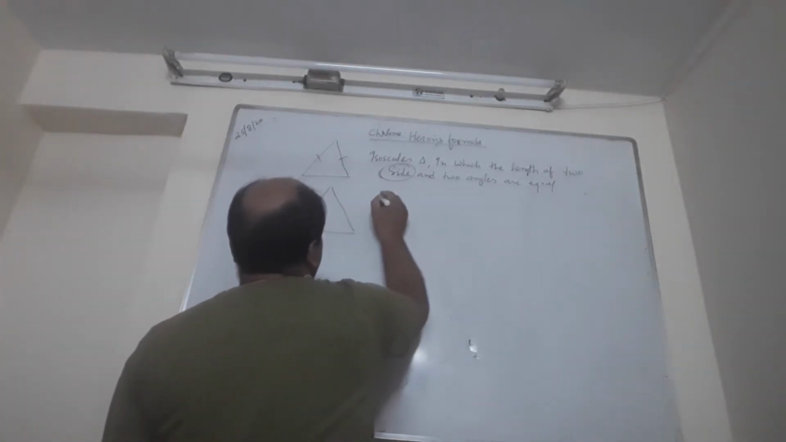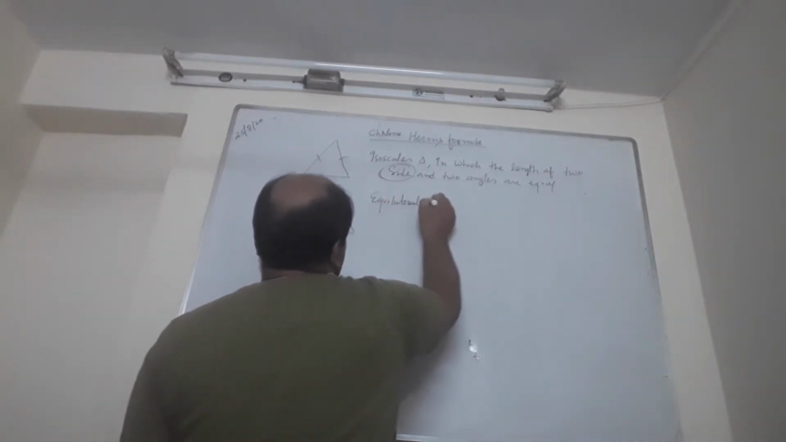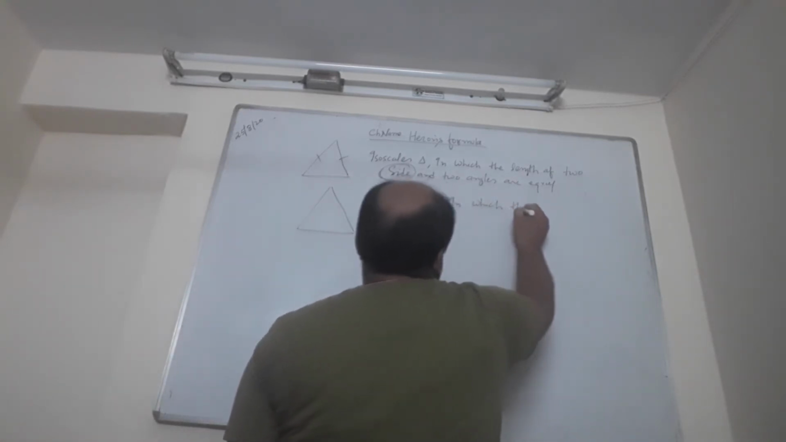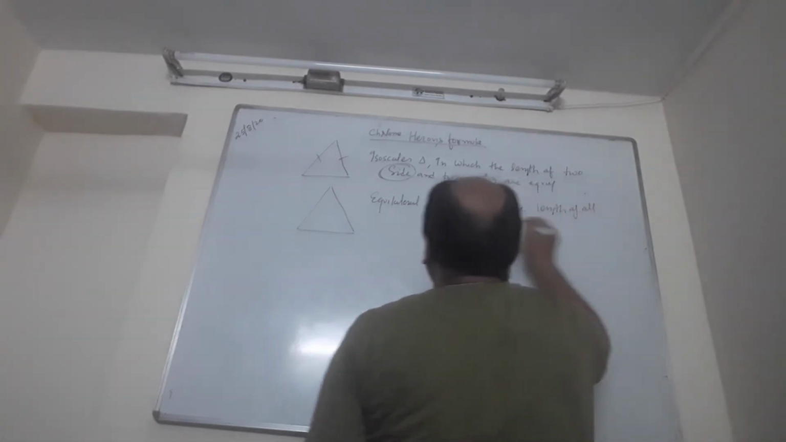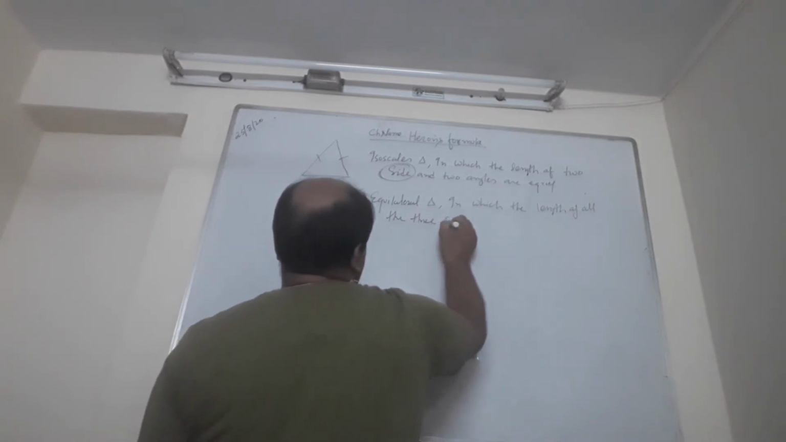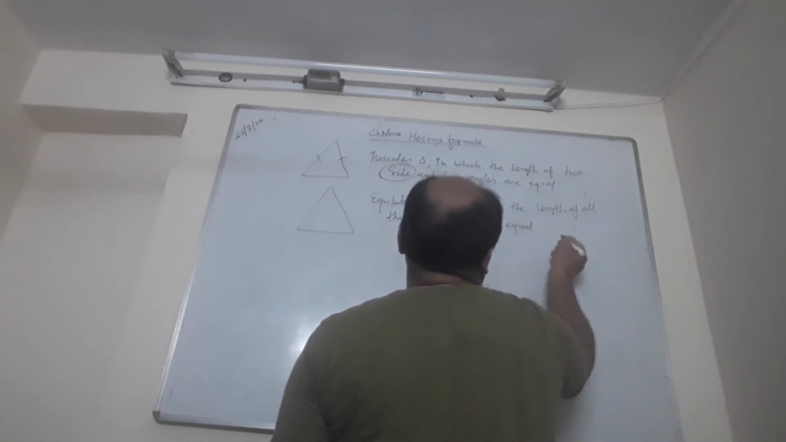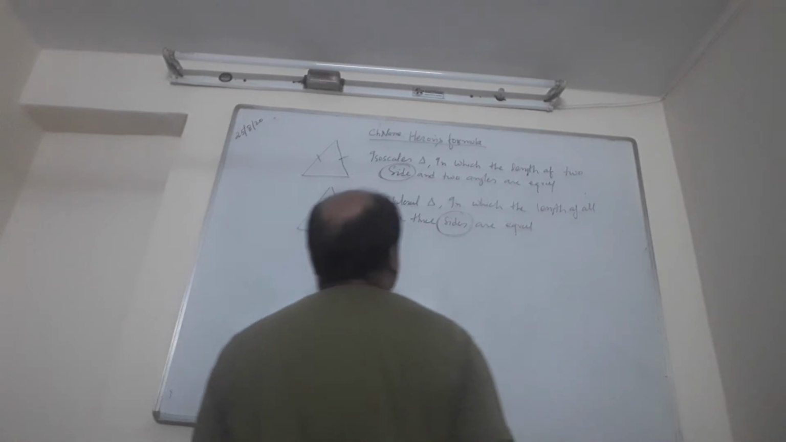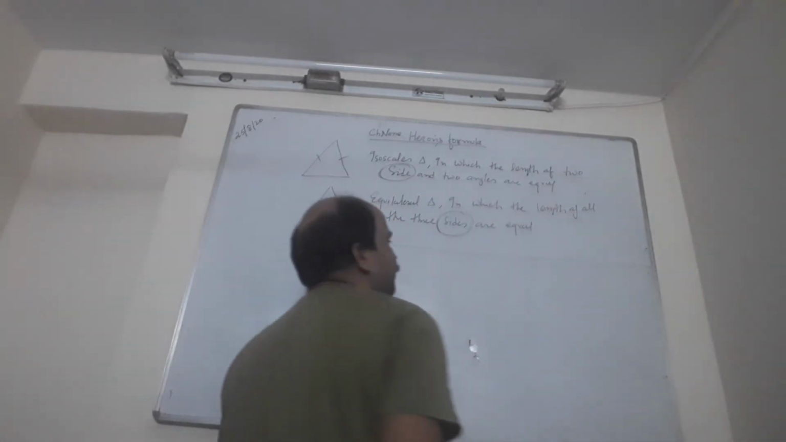Now an equilateral triangle, in which the length of all three sides are equal. Angles are also equal, but we should be concerned about the sides. That will help to solve the questions of Heron's formula.